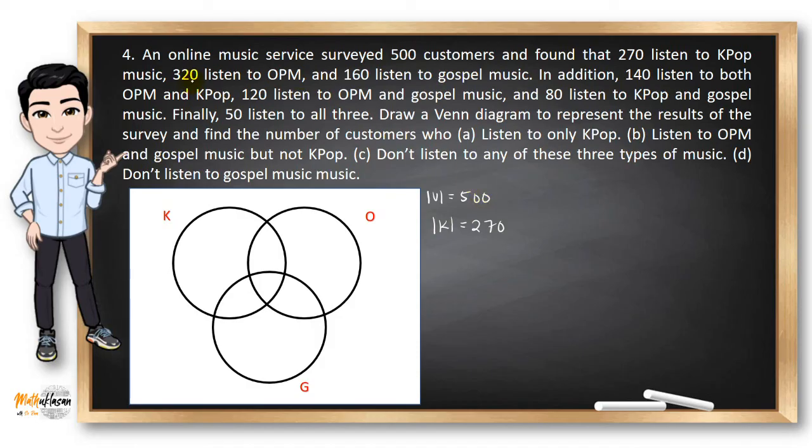270. 320 listen to OPM. So the cardinality of O here, which represents the set of customers who listen to OPM music, is 320. And 160 listen to gospel music. So this set G here is the set of customers who listen to gospel music, and it says here they are 160.